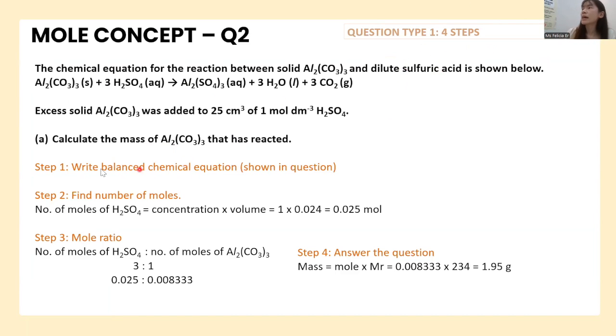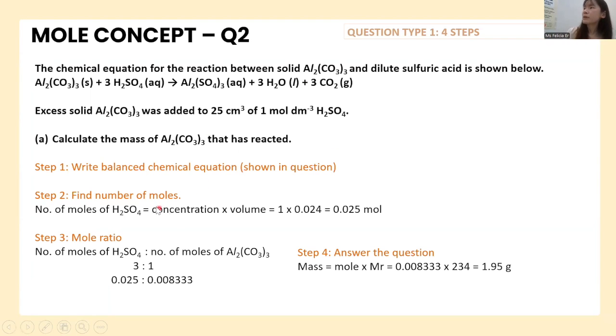So what are the 4 steps? Step 1, you write the balanced chemical equation if it's not given. For this question, they gave it to you, right? So okay, then don't need to write anymore. Step 2, since this is the mole concept topic, obviously the first step you should calculate is the moles, right? So that's why the first step, you calculate the number of moles.